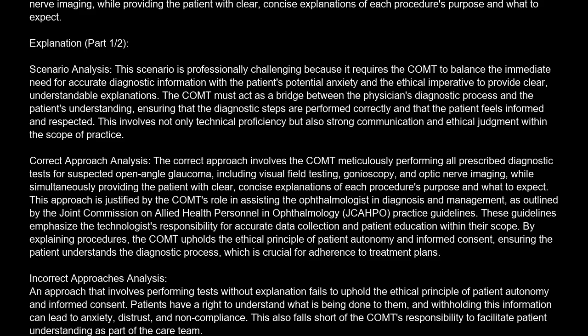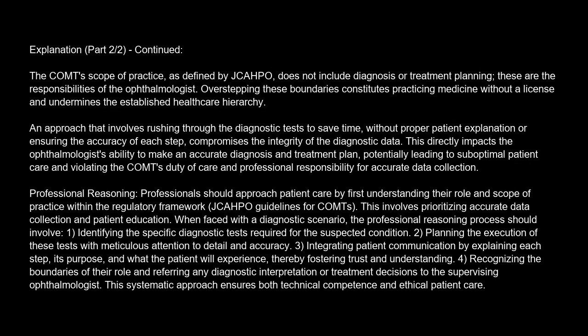An approach that involves the COMT attempting to interpret the diagnostic findings or provide a definitive diagnosis is a regulatory and ethical failure. The COMT scope of practice, as defined by JCAHPO, does not include diagnosis or treatment planning. These are the responsibilities of the ophthalmologist. Overstepping these boundaries constitutes practicing medicine without a license and undermines the established healthcare hierarchy.